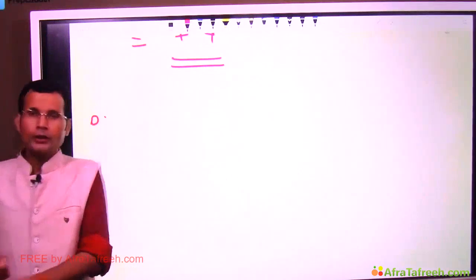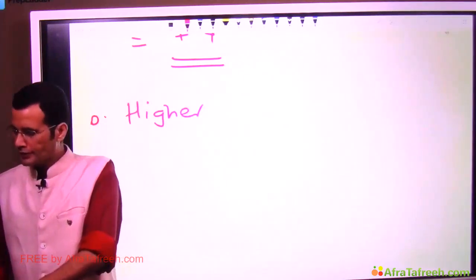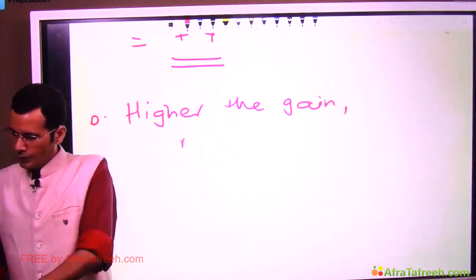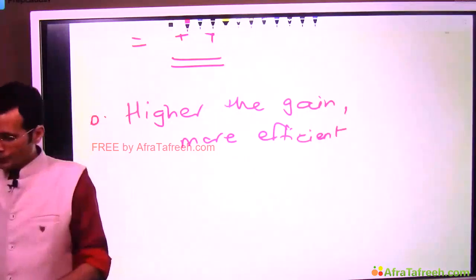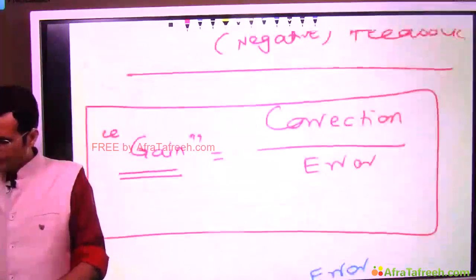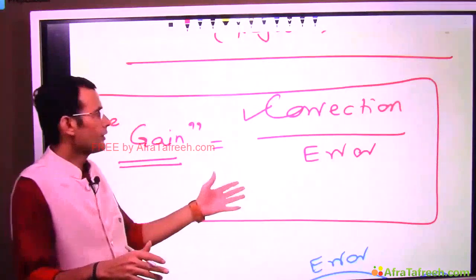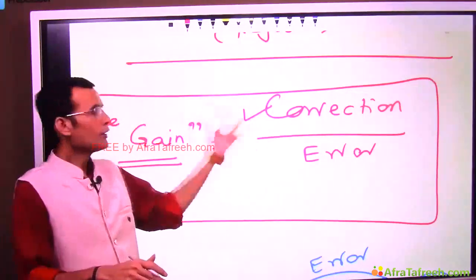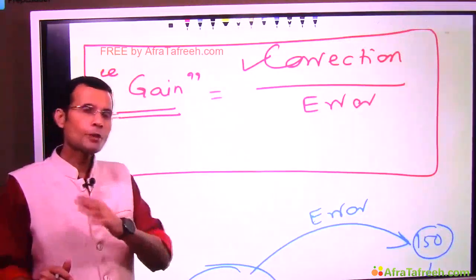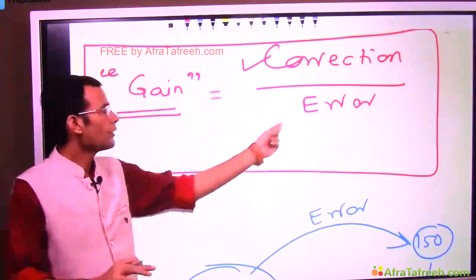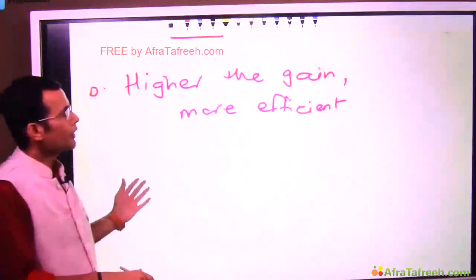So let's further describe this. Higher the gain, more efficient is the system. Obviously, that's quite easy to understand, because higher gain would mean that the correction applied would be large and residual error will be very small, doesn't it? Denominator will be small, numerator will be very high. So that means that the system is very efficient. It is almost completely correcting the disturbance and leaving very small error. So that will be a very efficient system. Yeah, so higher the gain, more efficient will be the system.